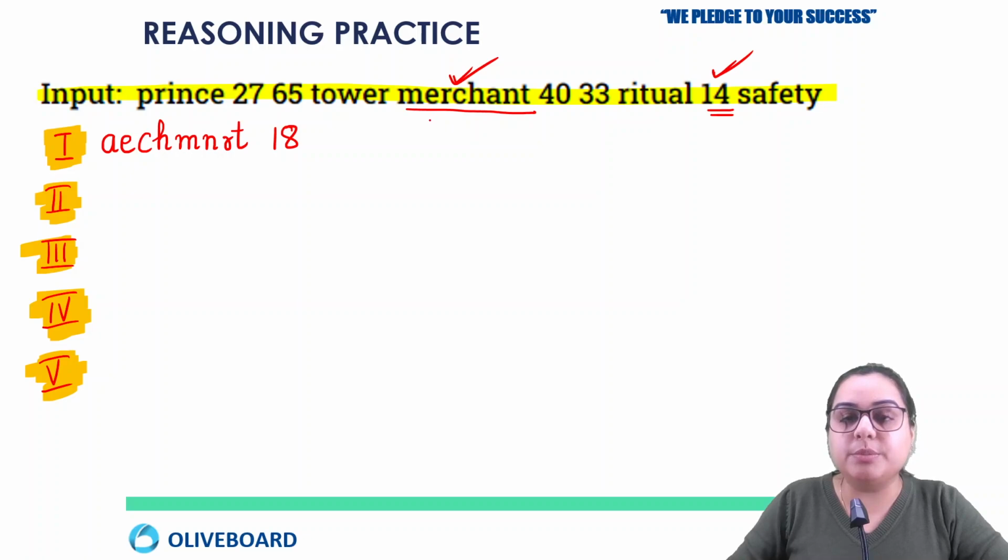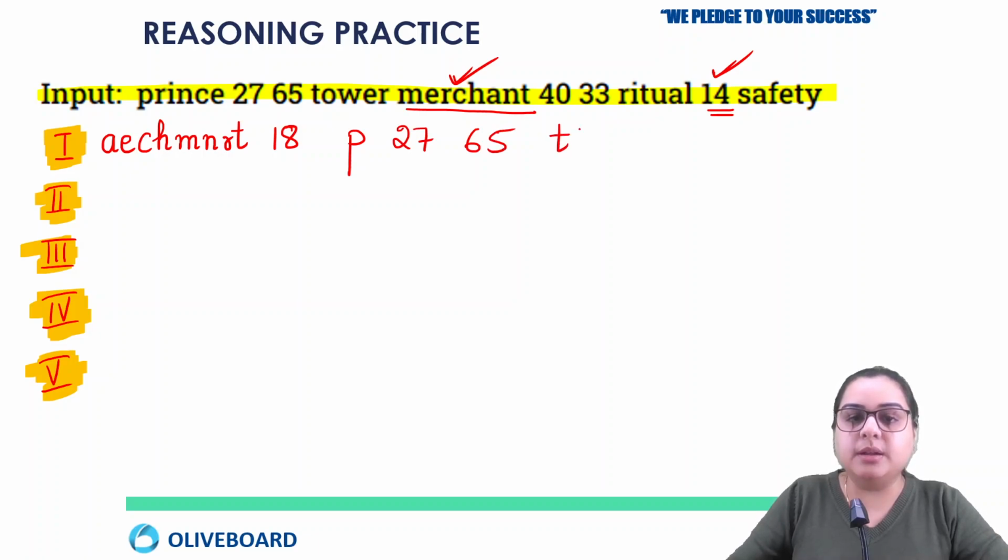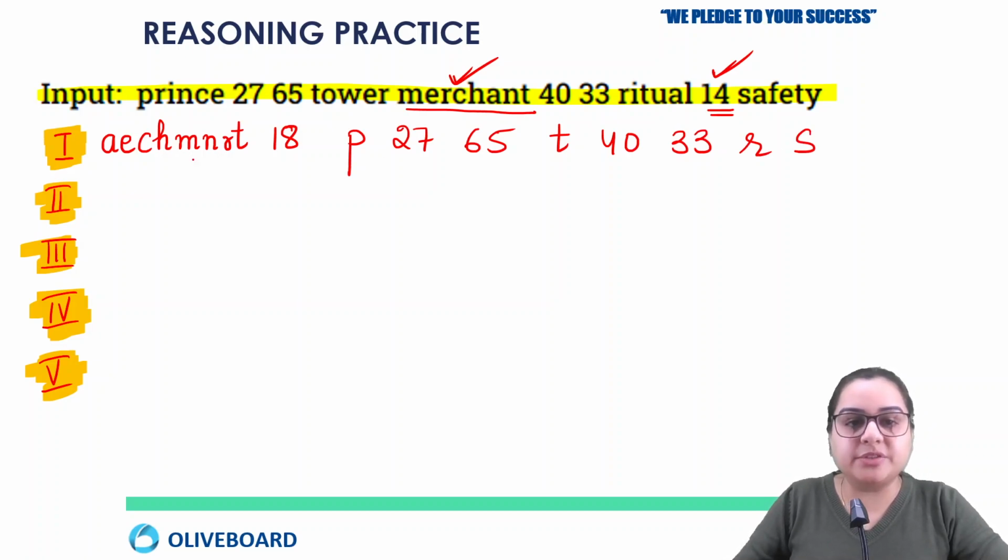So I have just marked the two elements that have been arranged in the first step, and all the remaining elements of the input will be written after this. Next we'll have prince. I'm just going to write the initial, not the whole word, because it will remain in the same sequence as in the input. So it will be prince, then 27, then 65, then tar, then 40, 33, ritual, and then safety.